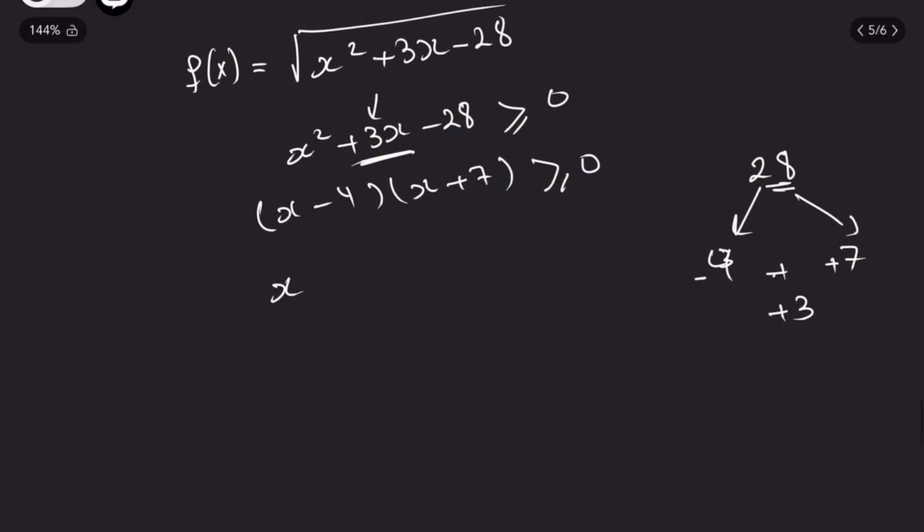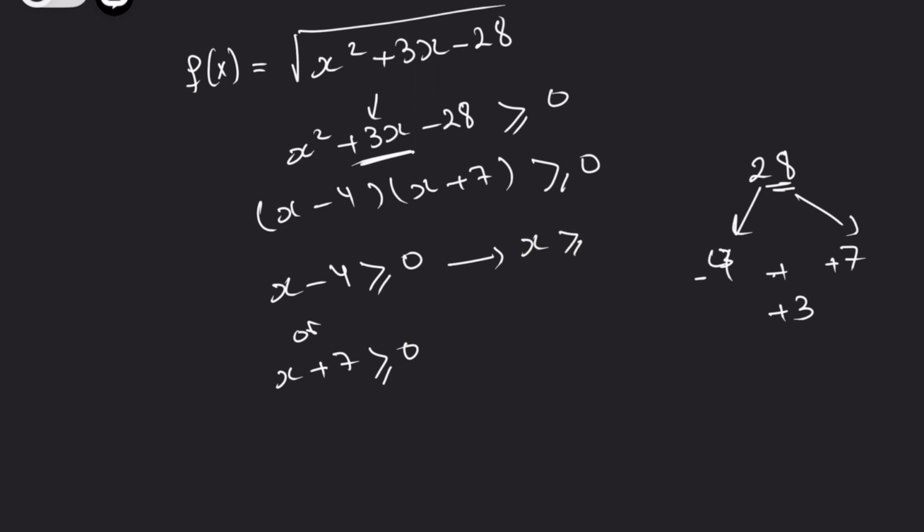So it will be x minus 4 bigger or equal to 0, or x plus 7 bigger or equal to 0. So the solution for this one, x must be bigger or equal to what? 4, and x bigger or equal to minus 7.